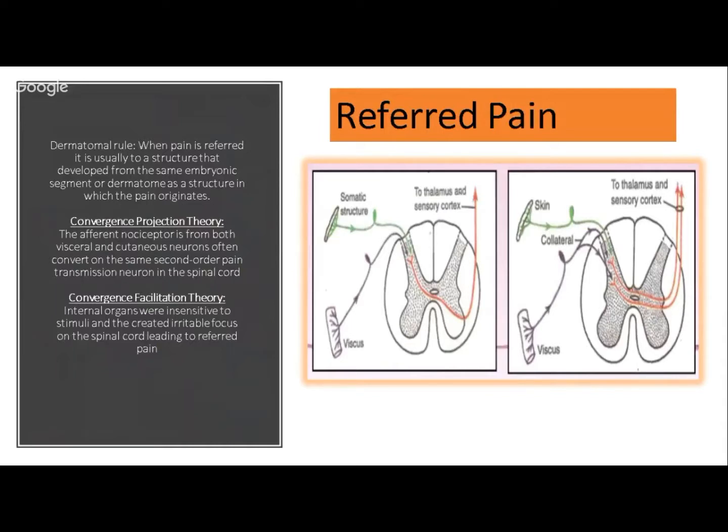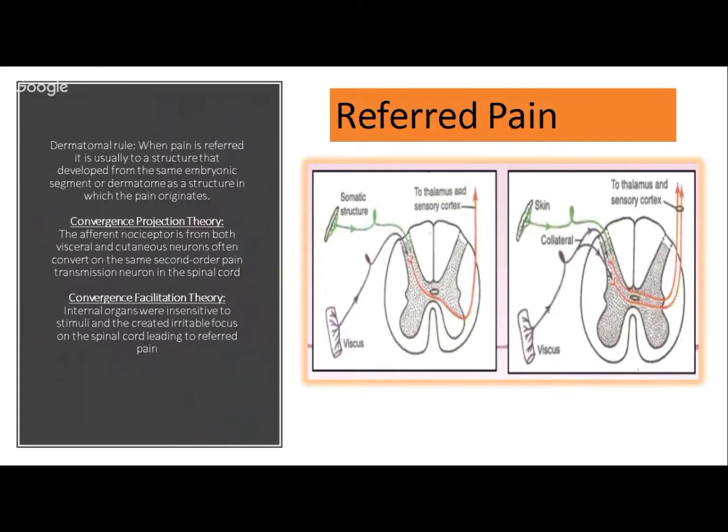They both converge on a particular second order neuron, and that's why when you have a viscus that is painful, say for instance it's the cardiac fibers, we know that the referred pain is along the medial aspect of the arm. So the fibers from the cardia as well as the fibers from the medial aspect of the arm, they both converge on, this is what, T6, right? C6. So they both converge on that particular dorsal horn.